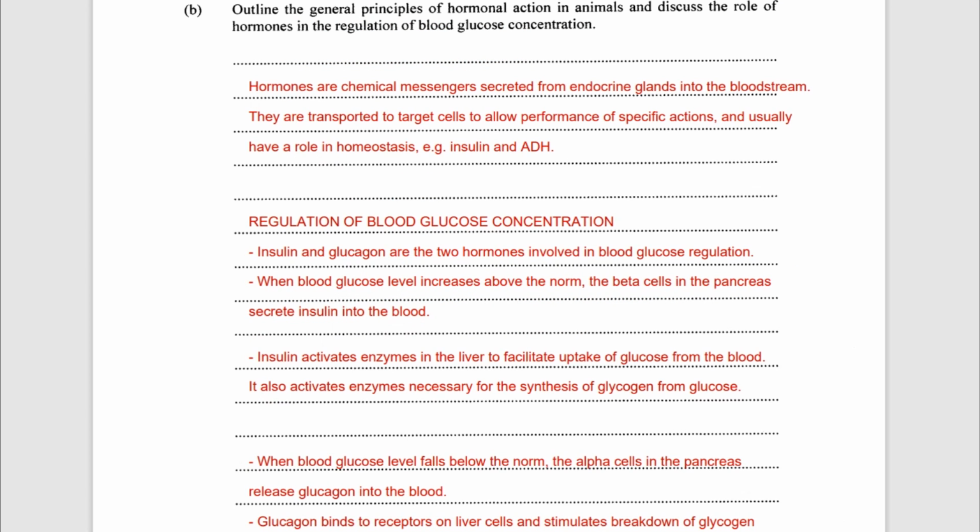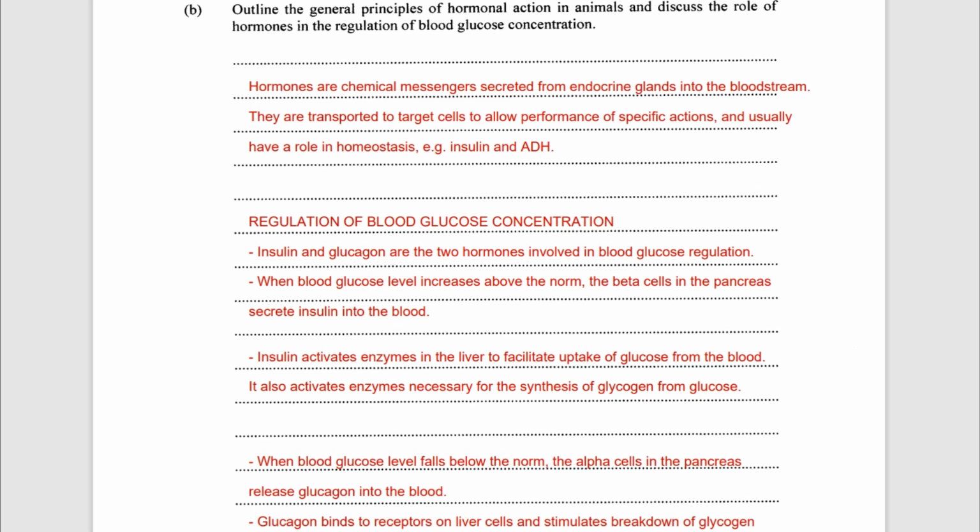Okay, so B, outline the general principles of hormonal action in animals and discuss the role of hormones in the regulation of blood glucose concentration. So here I just have a description of what hormones are. Hormones are chemical messengers secreted by endocrine glands. Endocrine ones are ductless, which means that they secrete right into the bloodstream. They are transported to target cells to allow performance of specific actions and usually have a role in homeostasis. Examples would be insulin and ADH.